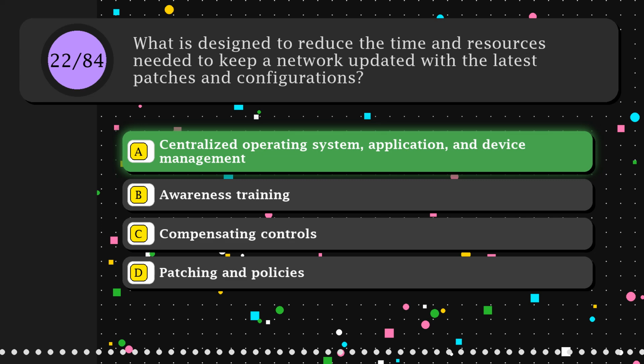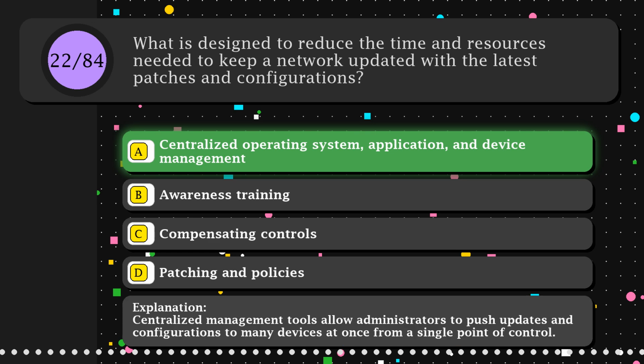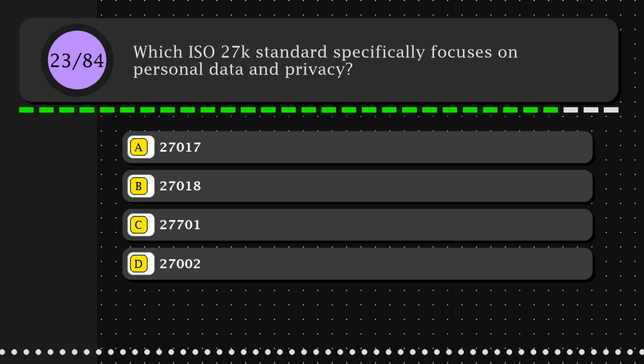The correct answer is option A, centralized operating system, application, and device management. Centralized management tools allow administrators to push updates and configurations to many devices at once from a single point of control. Question 23. Which ISO 27K standard specifically focuses on personal data and privacy?